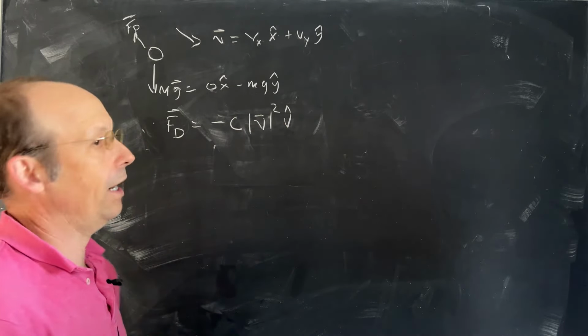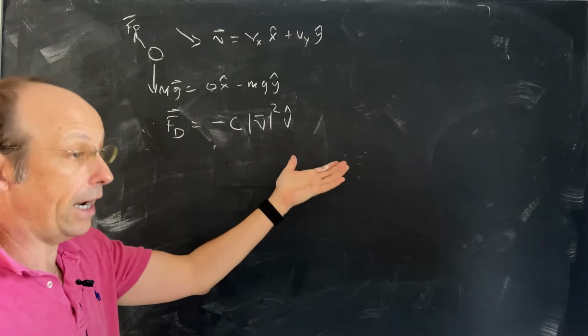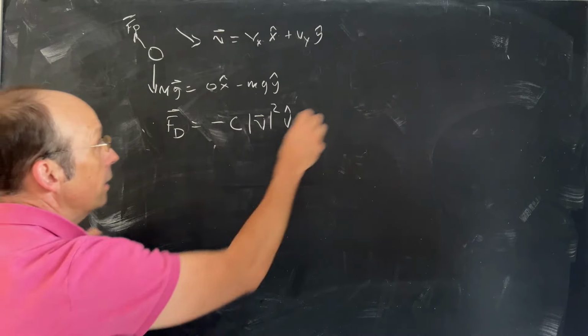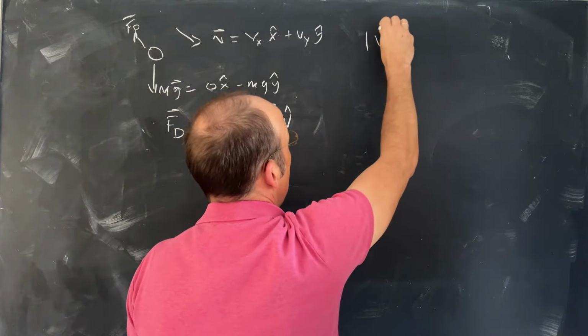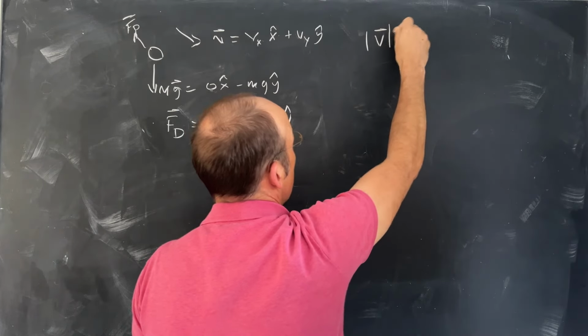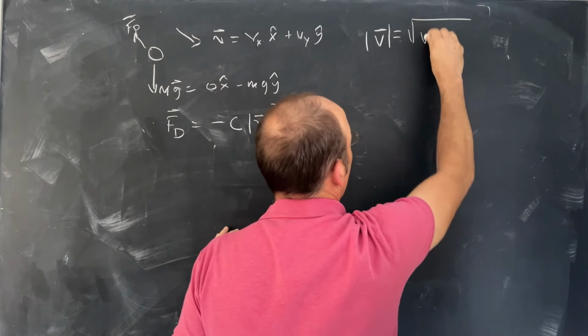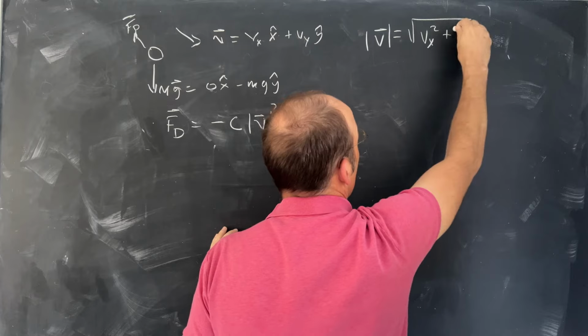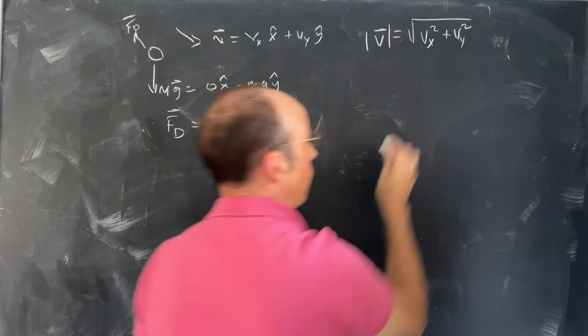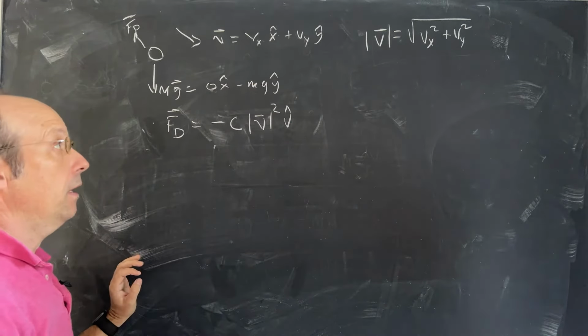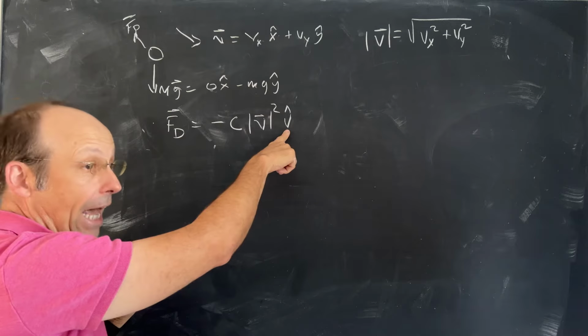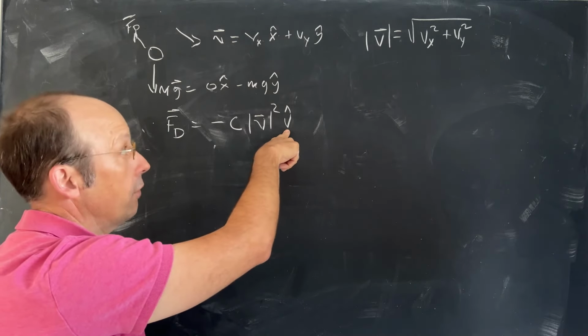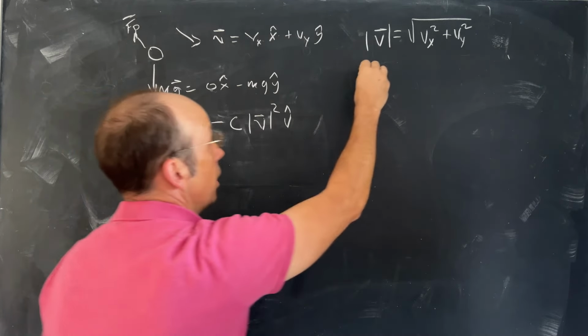Okay, but we need to write this as a whole vector, so let's do that. Let's go over here. I'm going to write the magnitude of v is going to be equal to the square root of vx squared plus vy squared. That's how we find the magnitude of a vector. And then I can write v hat is going to be the vector v divided by the magnitude of v. I can write that.